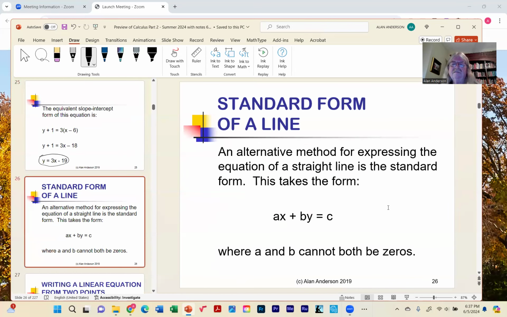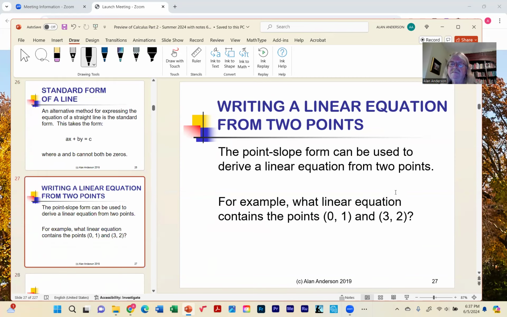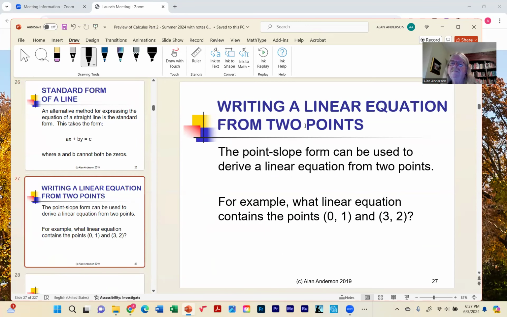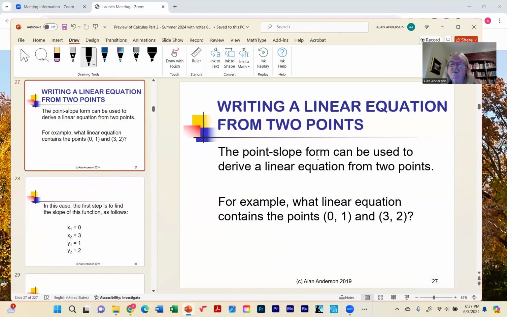So now, oh, what a surprise, we have a third format here, the so-called standard form, ax plus by equals c, where you don't really see this one very often. Here's the 2 points. So we're not going to really use this form, but we're going to instead take 2 points and use that to determine the point slope form. So we've got x1, x2, y1, y2 from those 2 points.